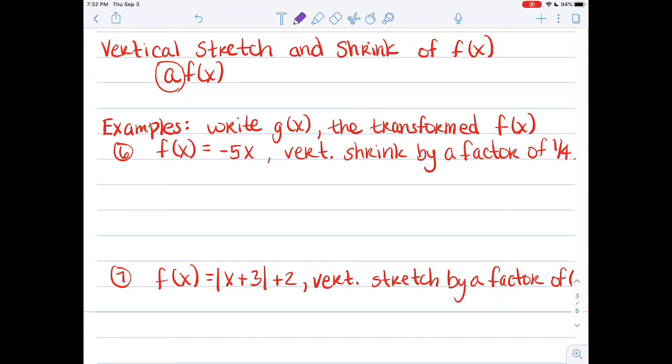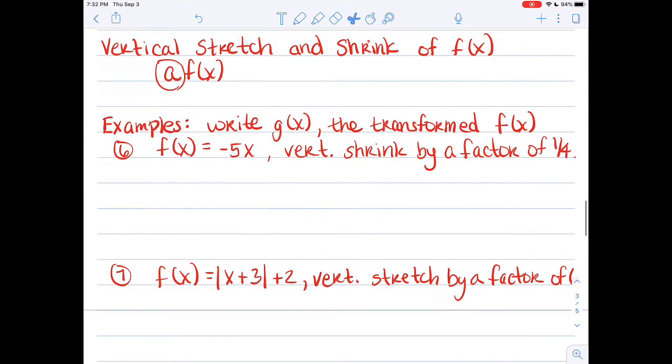Now let's talk vertical stretches and shrinks. So remember that a vertical stretch or shrink is multiplying some number a times the entire function. So let's take a look at what that is going to do for us. We have our original function, negative 5x, a linear function that has a slope of negative 5. We want to vertically shrink it by a factor of 1/4.